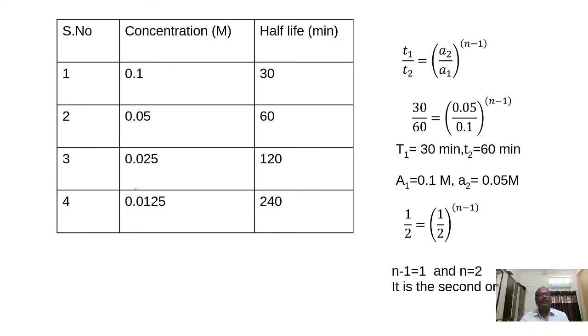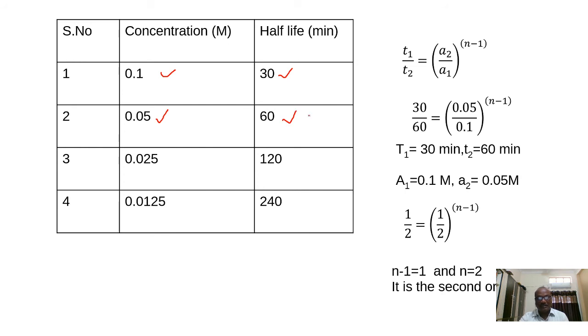Okay, so here one problem is there, you see. For concentration 0.1, the half-life is 30 minutes. If the concentration decreased to 0.05, which means it is half, now the half-life becomes double. Have you identified? Order is 2.